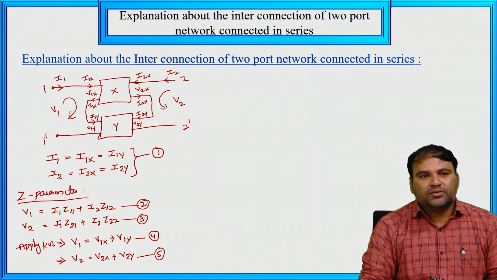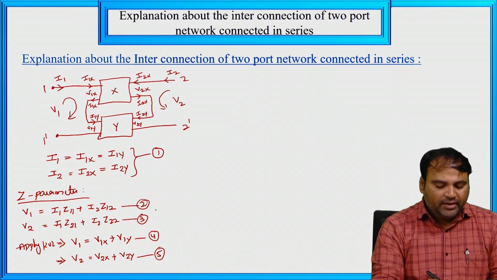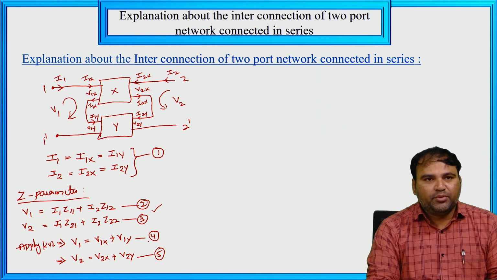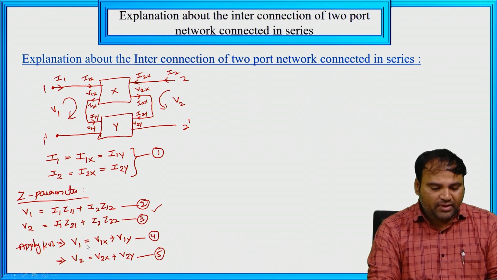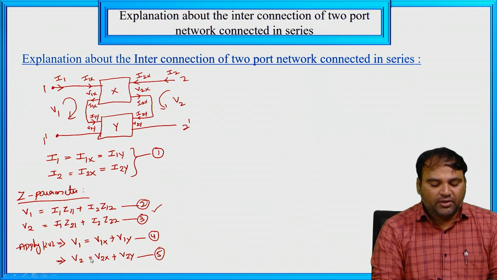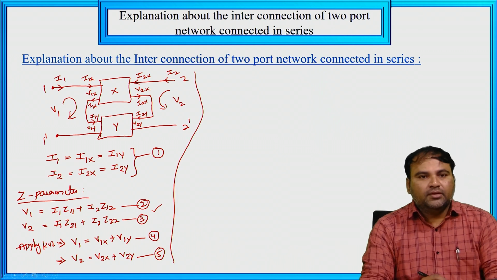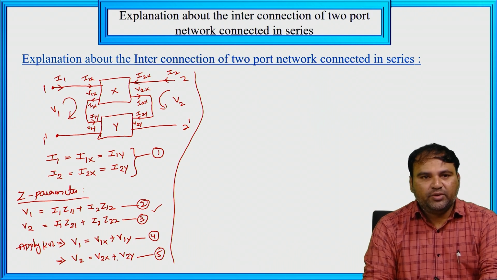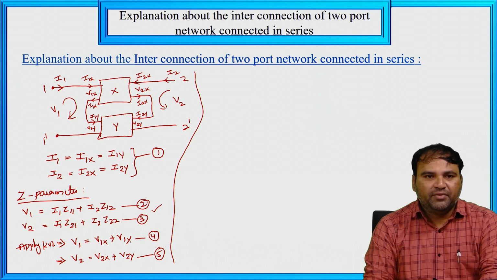Now we have the main Z parameter equations, which give the input voltage V1 and the output voltage V2. Now we have to find V1x, V1y, V2x and V2y. V1x is the input voltage of the X network, V1y is the input voltage of the Y network, V2x is the output voltage of the X network, and V2y is the output voltage of the Y network.